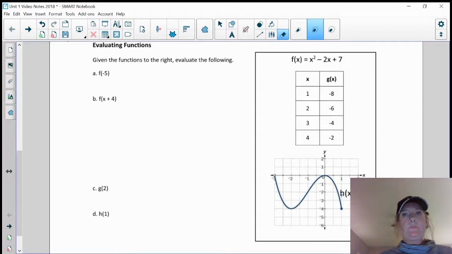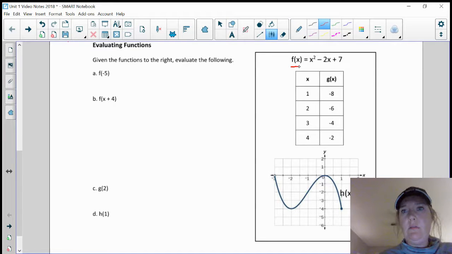So you can see we have three different functions here. We have f of x, which is an equation. We have g of x, which is a table. And we have h of x, which is a graph. So we're going to walk through evaluating from an equation, from a table, and from a graph.